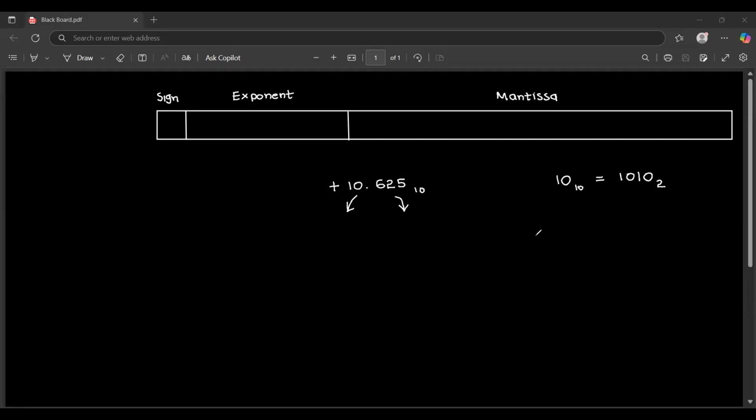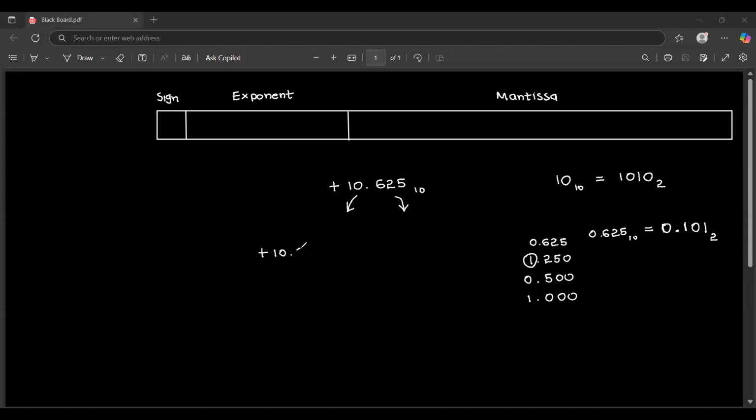And 0.625 can be converted by first multiplying it by 2. If I multiply it by 2, I get 1.250. So here the integer part is 1, and 0.625 in base 10 starts with 0.1. If I multiply by 2 again, I get 0.500, so the next bit is 0. Then multiplying again gives 1.000, so the next bit is 1. So 0.625 in base 10 is equal to 0.101 in base 2. So what is the number?